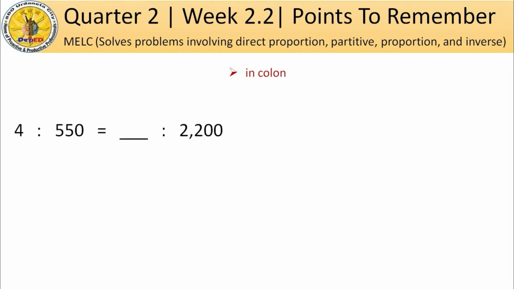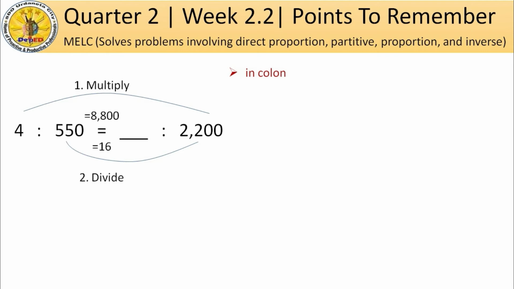In colon, as shown in the illustration, we have 4:550 and blank is to 2,200. The 4 and the missing number represent the number of Sundays, while 550 and 2,200 represent earnings. The first thing to do is to multiply 4 by 2,200. So 4 times 2,200 is 8,800. Then for us to know the missing number, the second step is to divide 8,800 by 550. And the answer would be 16.